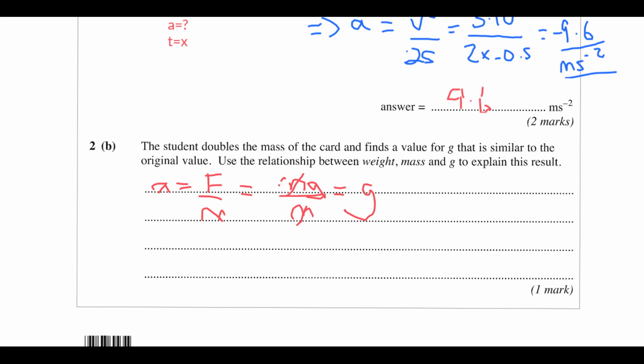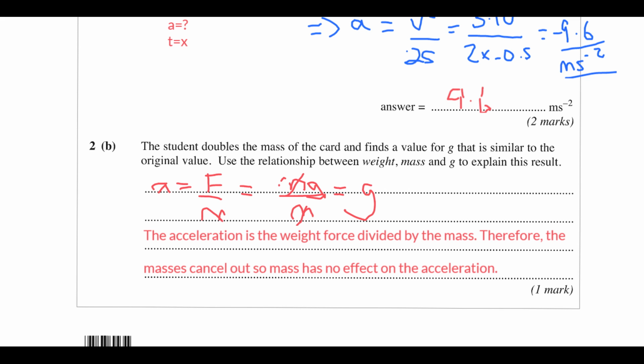So let's put down some words to explain what we're showing. So that's what we've got there. So that's how we get the acceleration. Masses cancel out, so mass has no effect on the acceleration. All right, so let's move on to the next part.